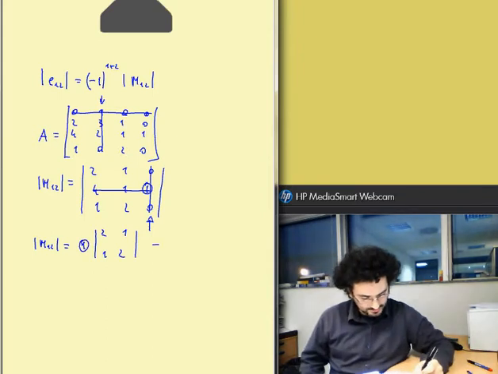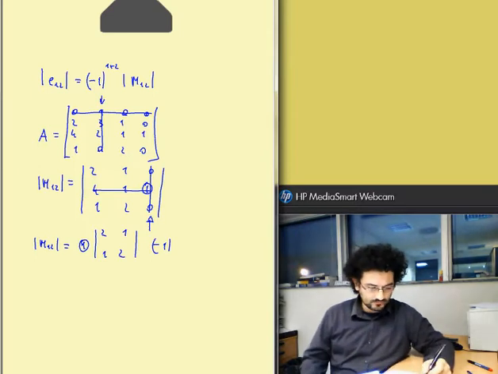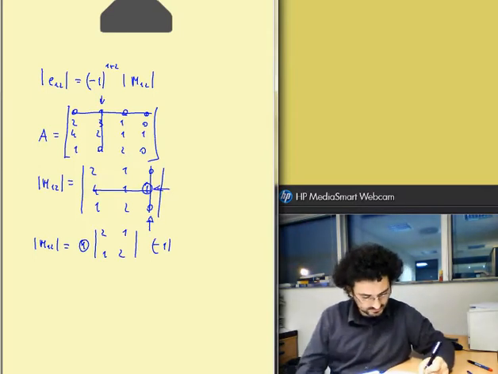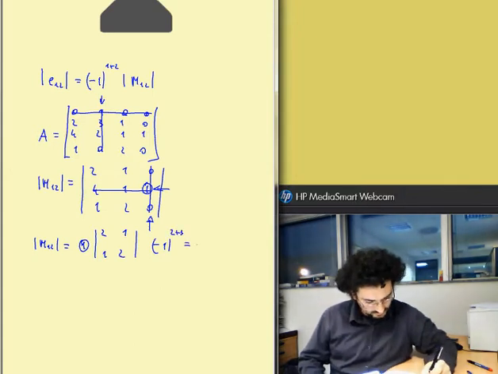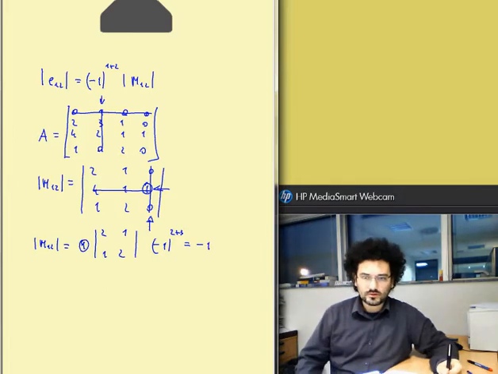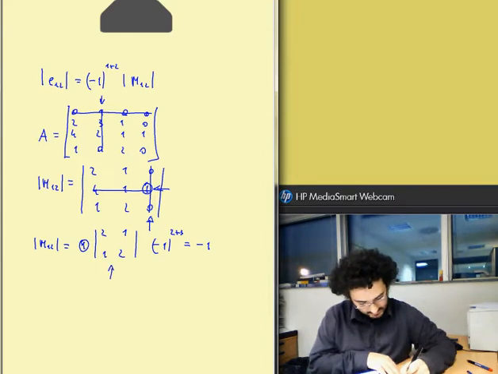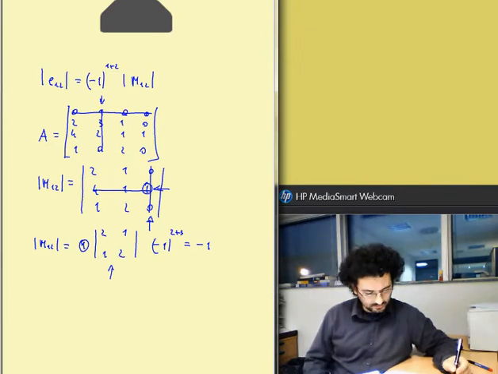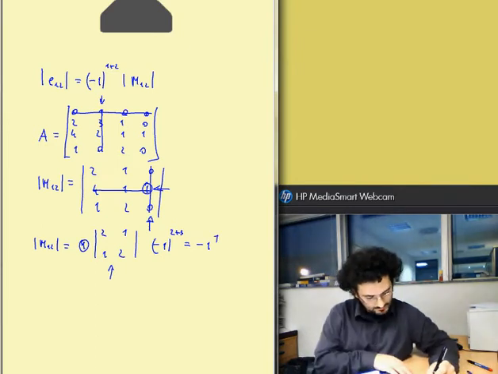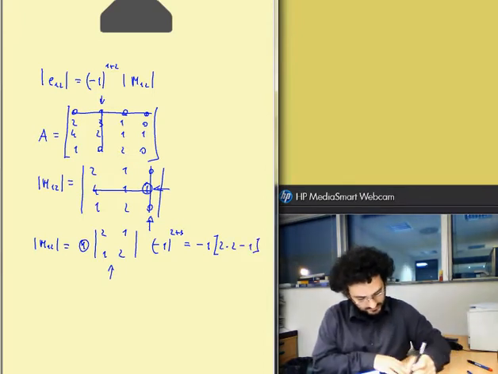So we have to multiply by minus 1 to the power of the row and the column of this element. So second row, third column, 2 plus 3. So this is equal to minus 1, because we have minus 1 to the power of 5, times the determinant of this matrix, applying the rule we have seen before. This is equal to 2 by 2, 2 times 2 minus 1. So finally we get minus 3.